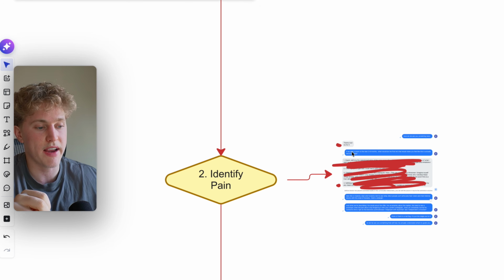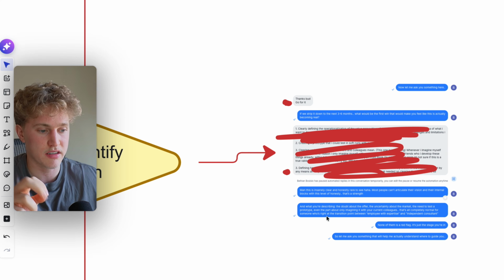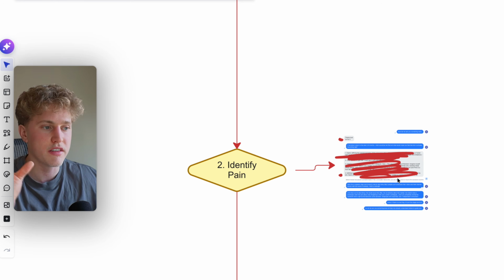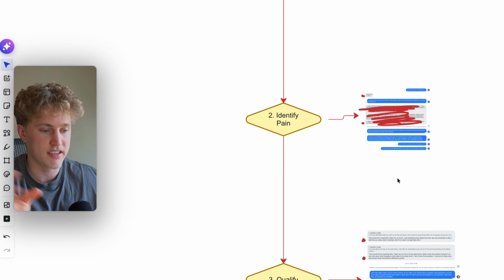Step two is identify pain. Do they have pain points that we can actually solve? Which is why there are questions around this. It's a conversation. It's a how can we help you? Do you need help with this? If they do, fantastic. We've identified the pain.